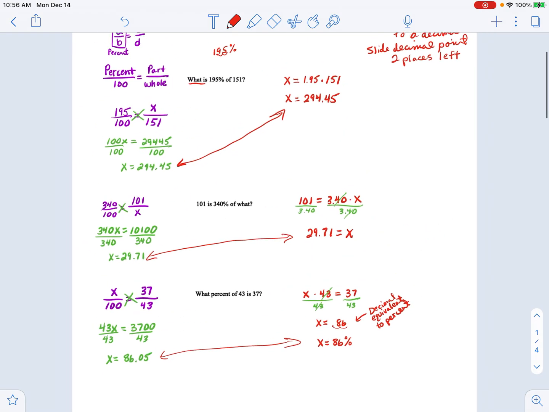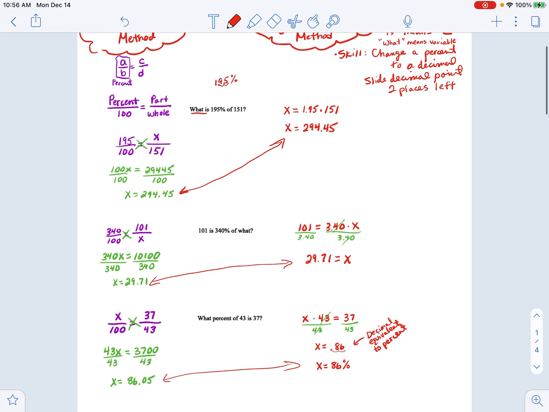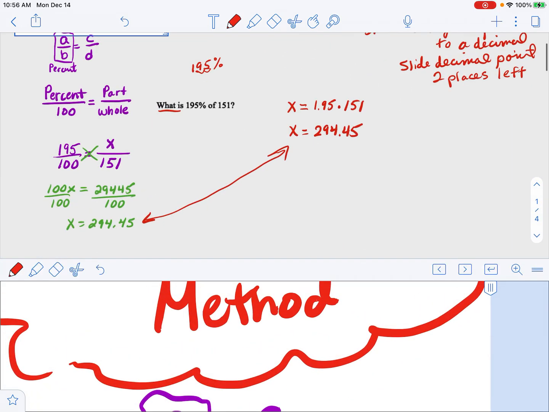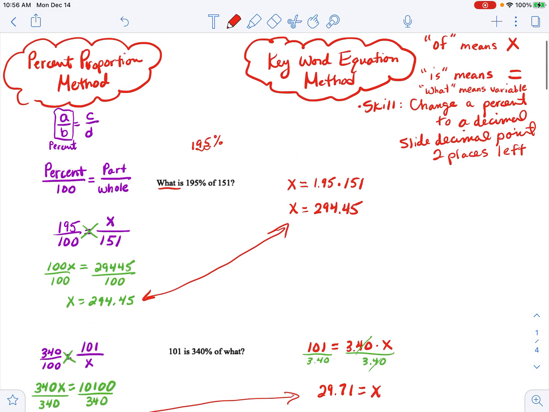All right, so we looked at a few percent equations, setting them up and solving equations involving percent, and we looked at 2 different methods. We looked at the percent proportion method, and we looked at the keyword equation method. I'm going to have you practice both of these methods, and then ultimately you'll get a chance to decide which method you like better, and then you can use that from here on out anytime you have an equation that involves percents.